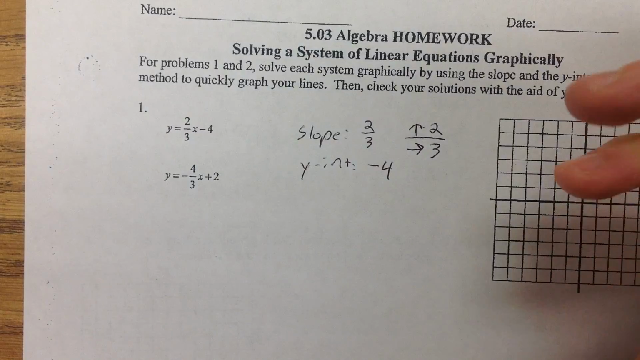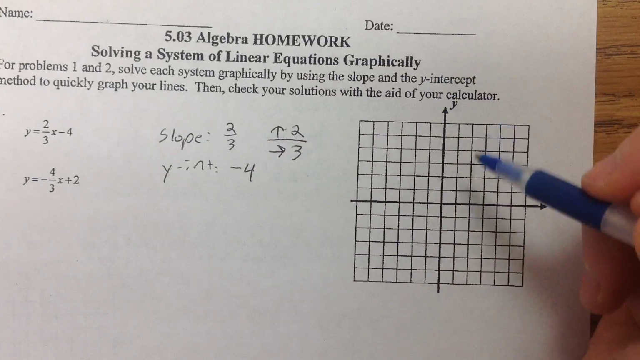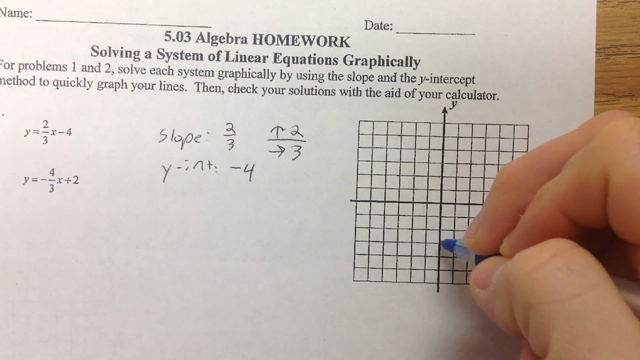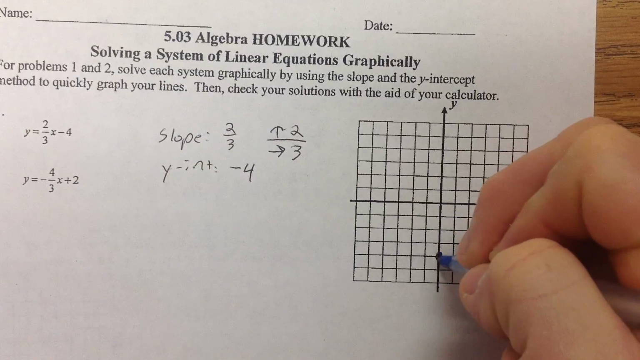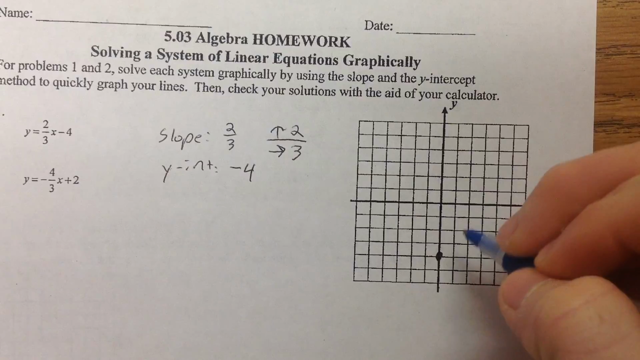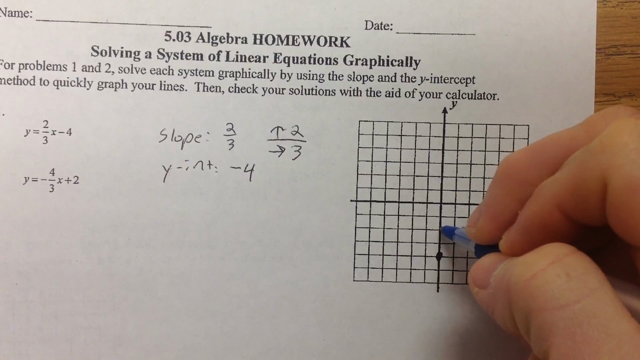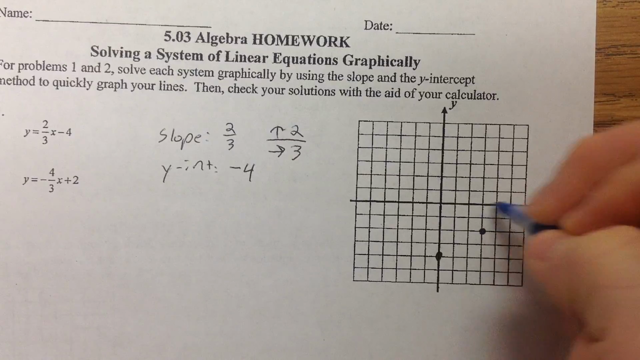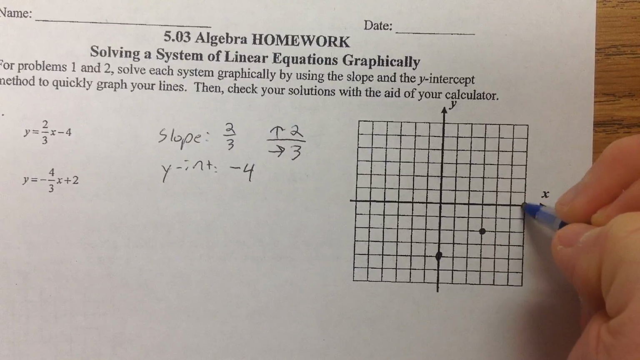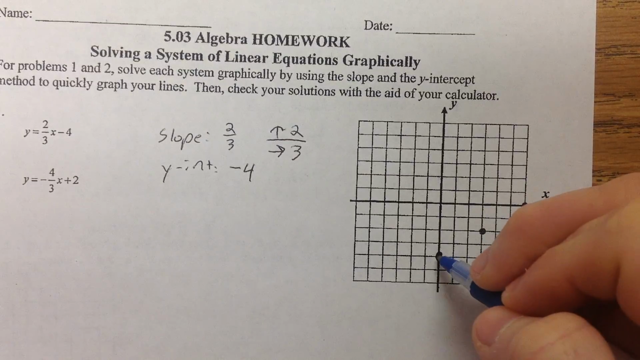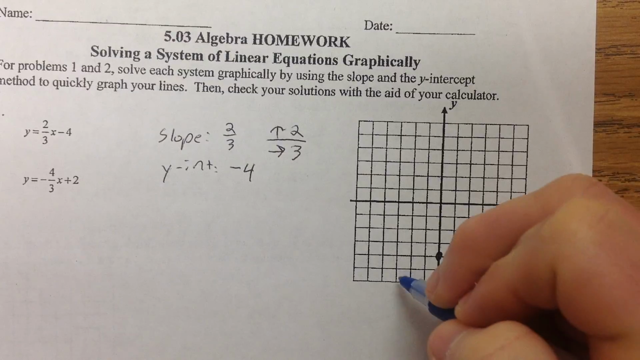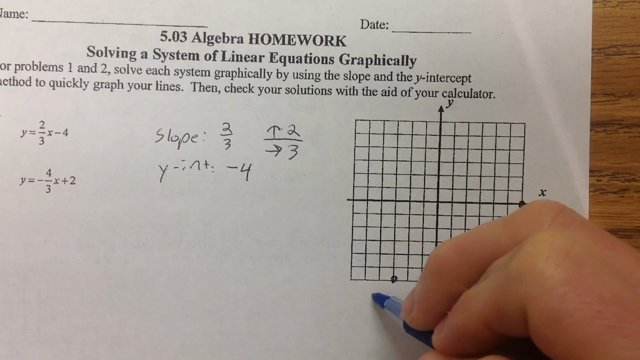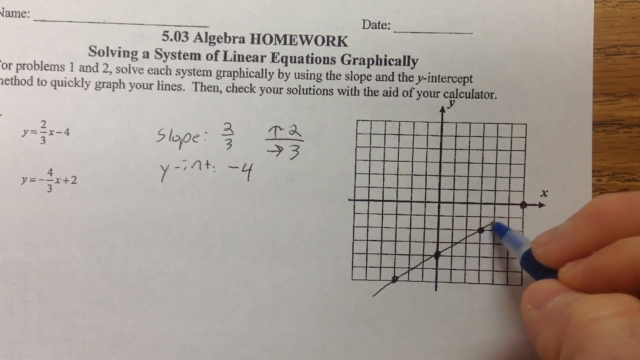So on the y-axis, which is your up and down axis, I'm going to start down 1, 2, 3, 4, and I'm starting down because that's a negative 4. Now to move, I just go up 2 and over 3. I go up 2 and over 3, and I can also do the exact opposite where I go down 2 and back 3. So I'm going to connect my points here.